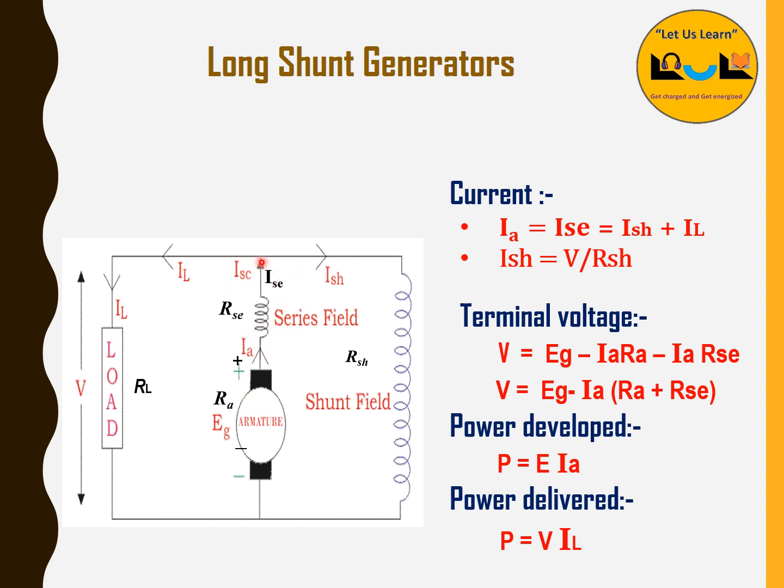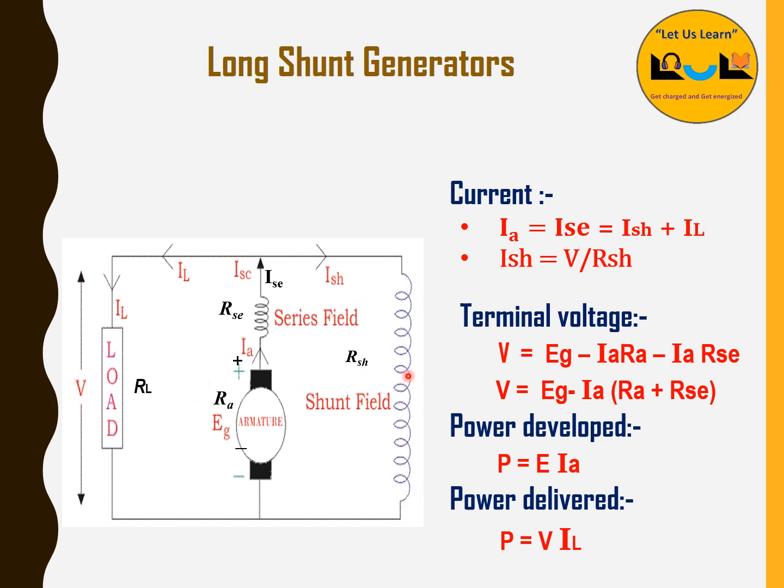While coming to this junction, ISH and IL both are dividing. So ISE is equal to Ia, that is equal to ISH plus IL, and ISH is equal to V by RSH. V is the total voltage, since the shunt field winding is connected across the armature and series field winding, and this is connected across the load. So here the voltage will remain constant. So ISH is equal to total voltage divided by RSH.